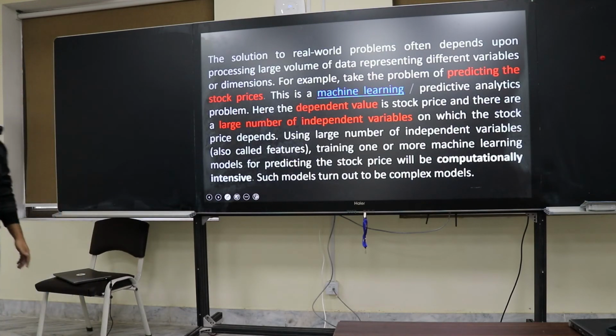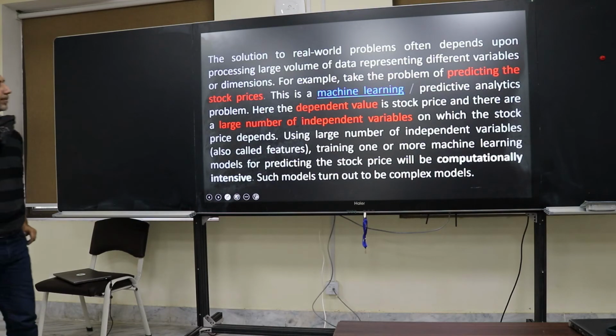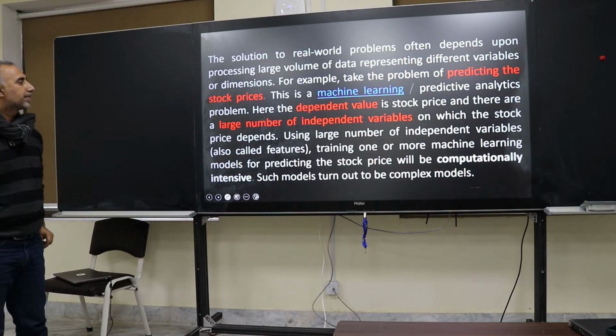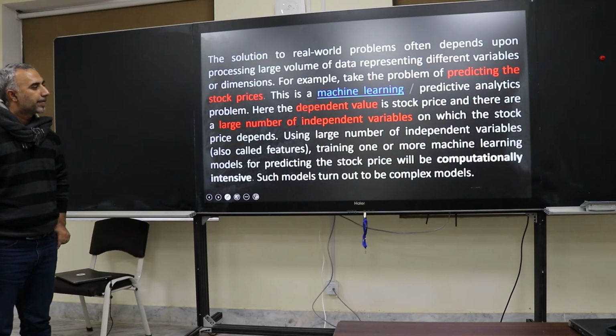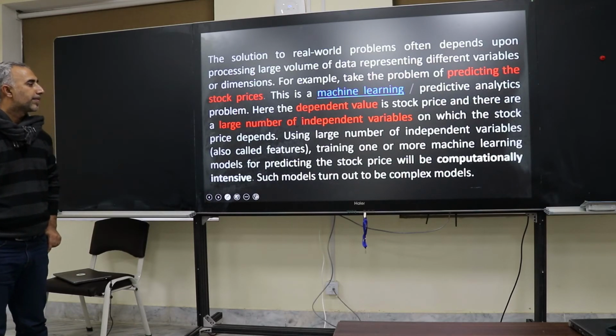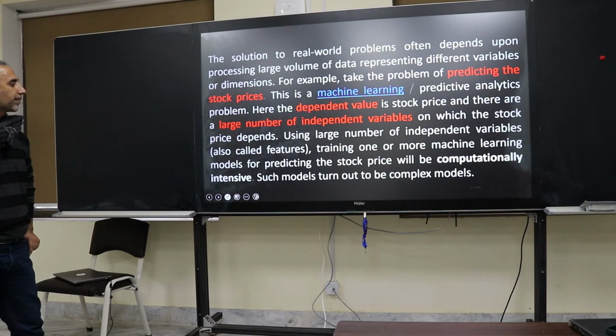Furthermore, Amirullah, please. The solution to real-world problems often depends upon processing a large volume of data represented by different variables or dimensions. For example, take the problem of predicting stock prices. This is a machine learning predictive analytics problem. Here the dependent value is the stock price, and there are a large number of independent variables on which the stock price depends. Using a large number of independent variables, also called features, to train one or more machine learning models for predicting the stock price will be computationally intensive. Such models turn out to be more complex.